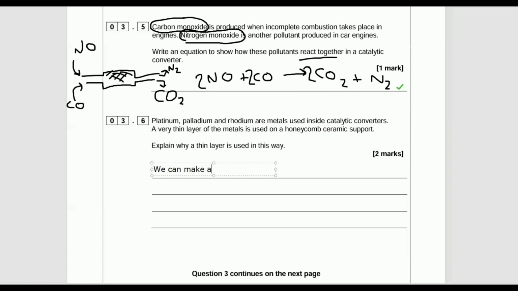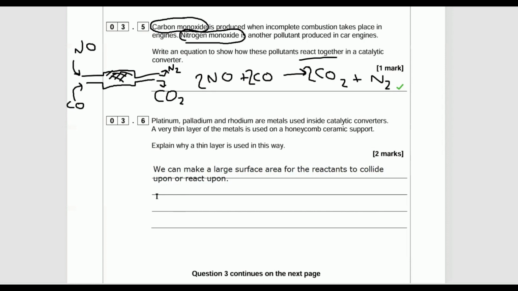We can make a large surface area for the reactants to collide upon or react upon. Essentially, you've got something called adsorption, and the gases can adsorb to the surface. The larger the surface area, the more space there is for them to adsorb, for the nitrogen monoxide and carbon monoxide to naturally come into contact and react and become nitrogen and carbon dioxide. And once they react, they desorb from the surface.